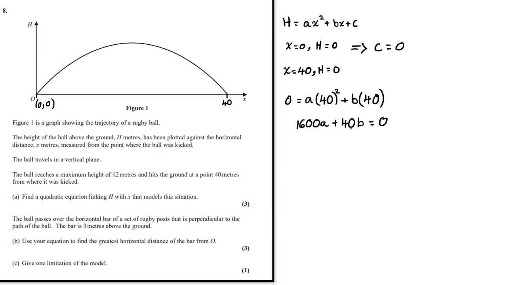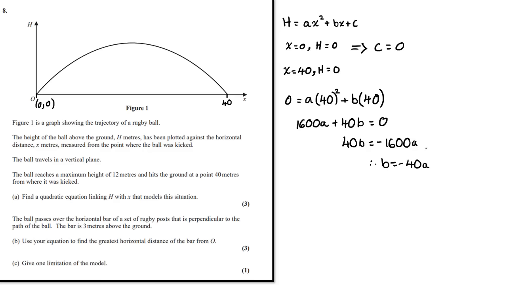And from here we can rearrange for one of the variables. In this case I'm going to rearrange for b, make b the subject. So I get 40b is equal to minus 1600a, and therefore b is equal to minus 1600 divided by 40, which gives me minus 40a.